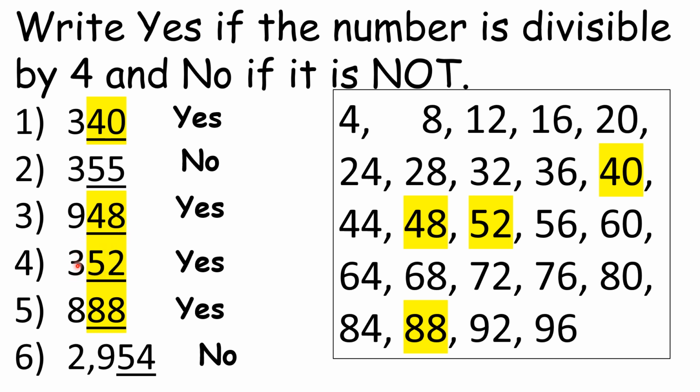352. This is divisible by 4 because the last two digits, 52, are a multiple of 4. Next is 888. Again, this number is divisible by 4 because the last two digits are a multiple of 4. 2,954. This number is not divisible by 4 because the last two digits are not a multiple of 4. So it is not included in the list.